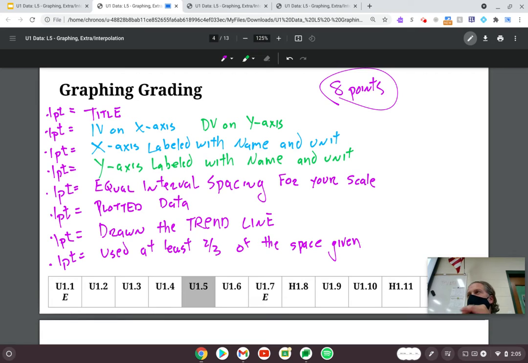Okay, and it's not hard because if you get in the habit of doing all those things, you're doing them right and you're doing them well. So, 1, 2, 3, 4, 5, 6, 7, 8.